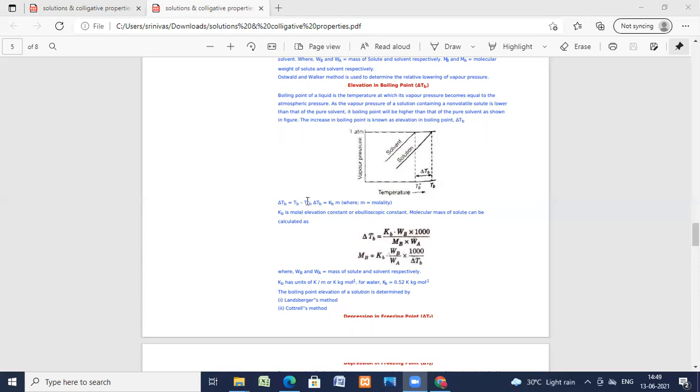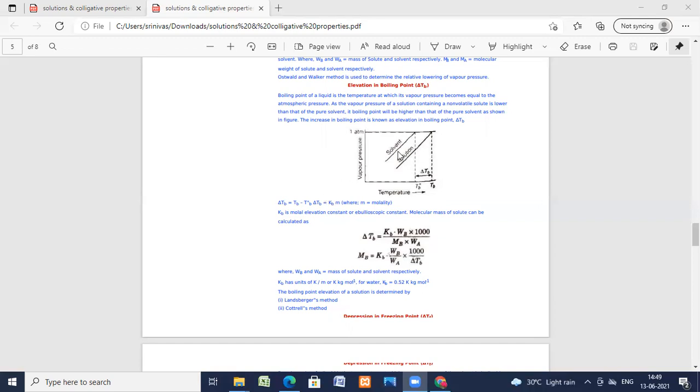Delta TB is equal to TB minus TB naught. TB is the boiling temperature of the solution. TB naught is the boiling temperature of the pure solvent. Delta TB is equal to Kb into m, molality. So delta TB is equal to TB minus TB naught, and delta TB is equal to Kb into m. This Kb is called the ebullioscopic constant or molal elevation constant.